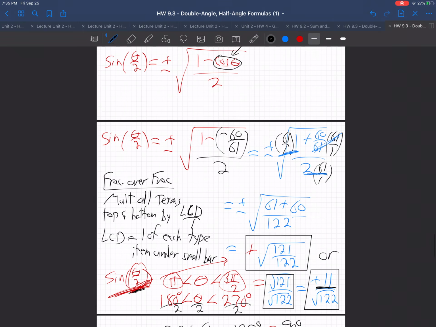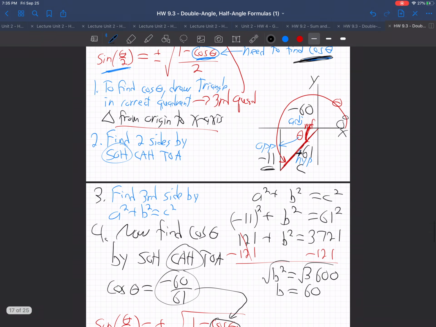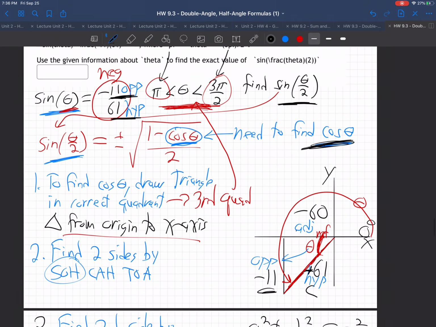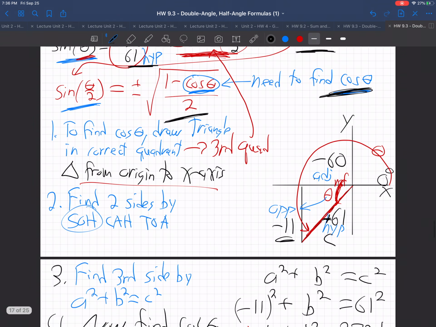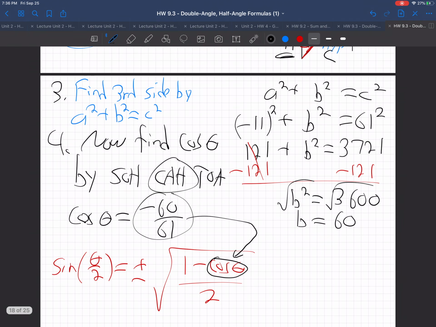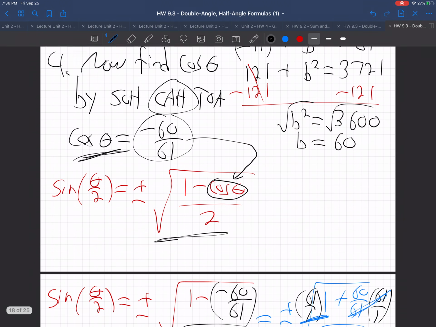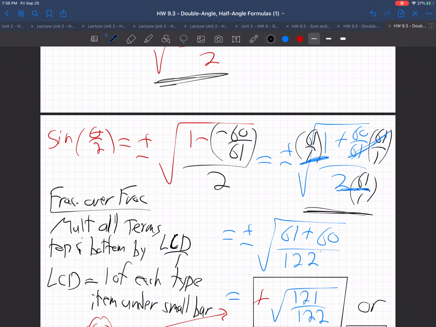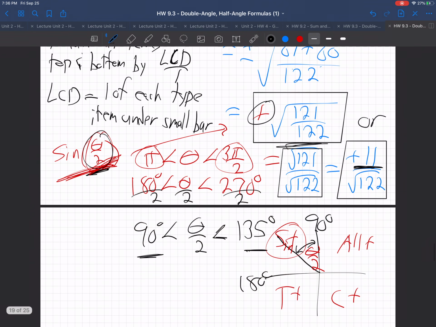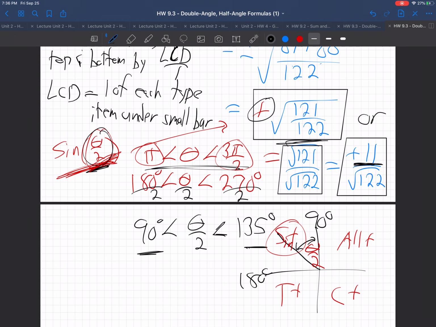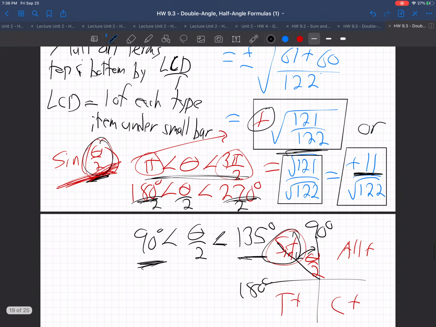So there we go. That was a lot of work, wasn't it, to find the sine of theta over 2. We had to do all the triangle work to find the cosine of theta. And then once we found the cosine of theta, we plugged it into the half angle formula, got this, tried to clean it up, got to this, figured out the sign had to be positive because of where theta over 2 sits. If we knew theta itself was between 180 and 270, divide through by 2, theta over 2 was between 90 and 135 in the second quadrant where sines are positive. That's how we knew it was positive. There we go.